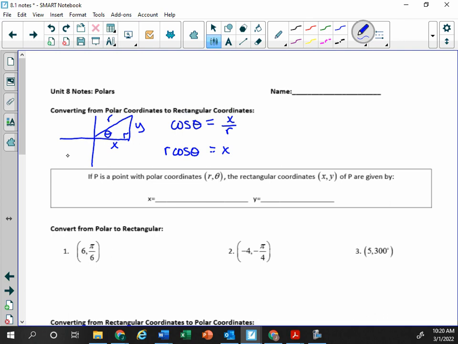So if you have an r and a theta from your polar coordinate, you can take r times cosine of that angle to get the x component for a rectangular form. Okay, so that's what we'll put in the little box here. X is always equal to r cosine theta.